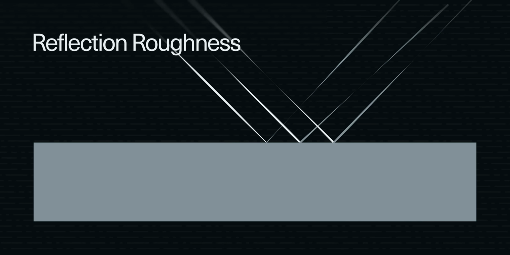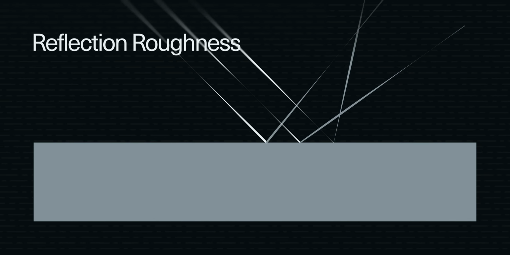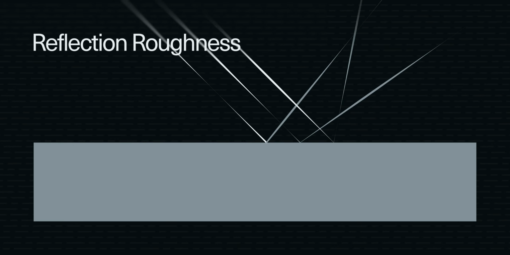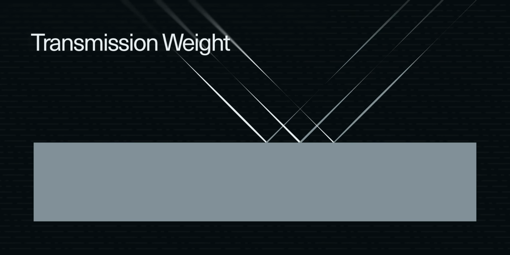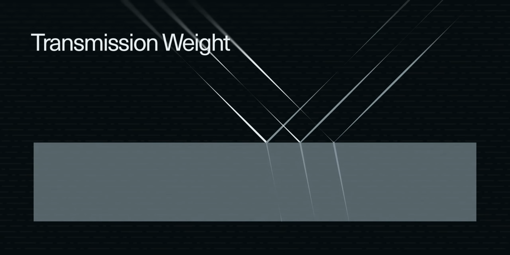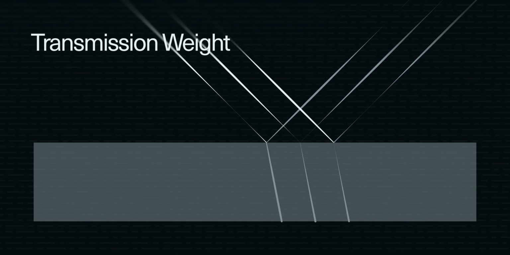Reflection roughness simulates the micro bumpiness of our material, aligning or diffusing reflected rays for a smooth or rough appearance. You can think of it like the difference between anodized and polished aluminium, or satin and gloss paint. Transmission weight controls how transparent our material will be. You can make translucent or glass-like materials using this option.